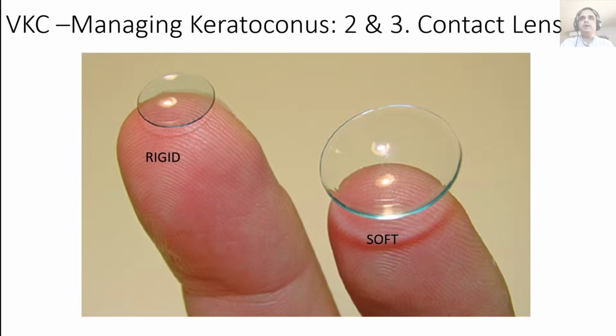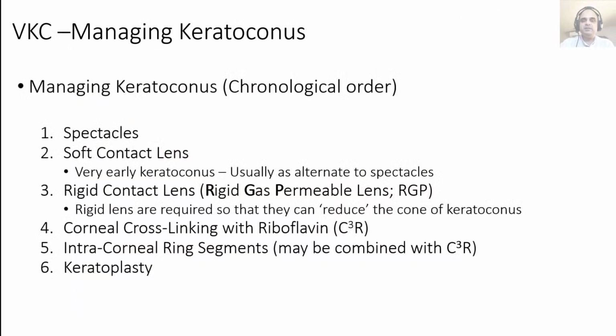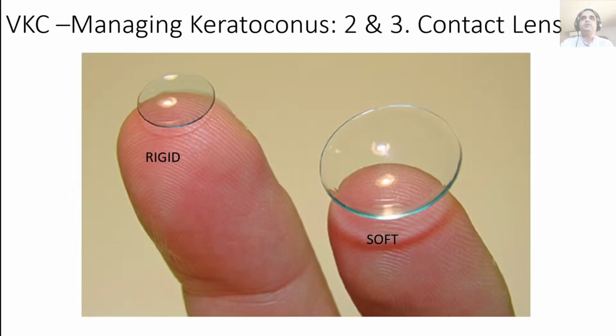So we'll take them one by one. We obviously have done spectacles, so we will not take up spectacles. We'll start with 2 and 3, which is various types of contact lenses. Initially soft contact lenses, as long as they work. When they don't, the corneal curvature is so steep that the soft contact lens won't stay on the eye.